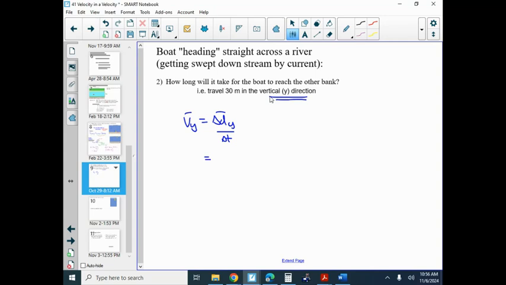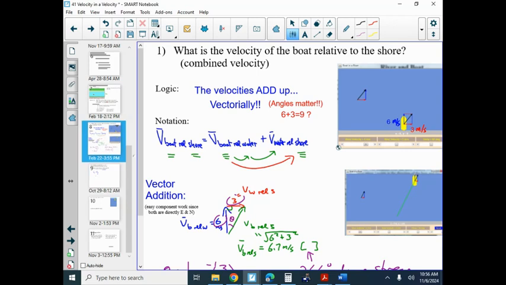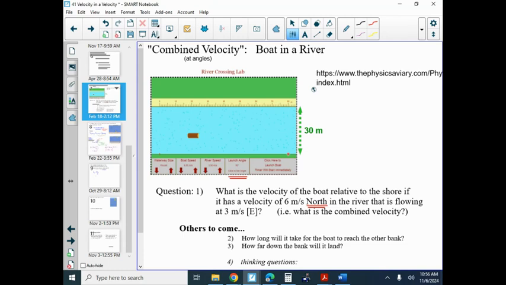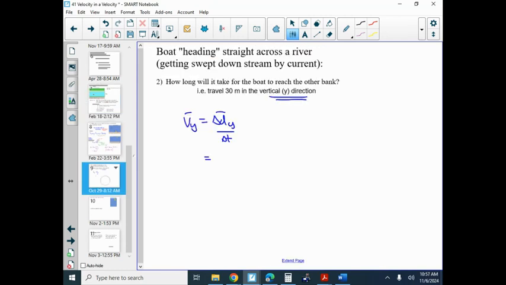The vertical velocity is literally just the 6. So we have 6, and we're traveling 30, and so we can solve for the time. We're just using the given component of the 6, because the 6 really is the component of the overall velocity. So 6 delta t equals the 30, divide both sides by 6, and we get 5 seconds to go across.